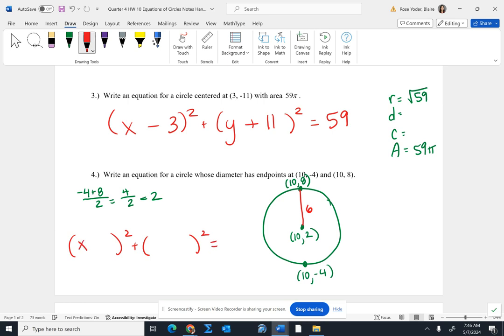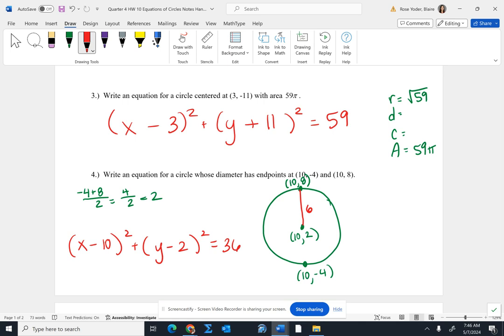So now we actually have everything that we need in order to write our equation. So I'm going to set up my equation like I did in the previous examples. I need to put (10, 2) in there as the center. And then I just need to put 6 in there as the radius. 6 squared is 36. And I have my equation.